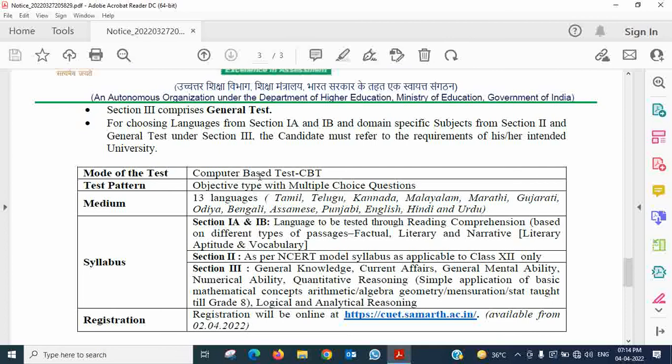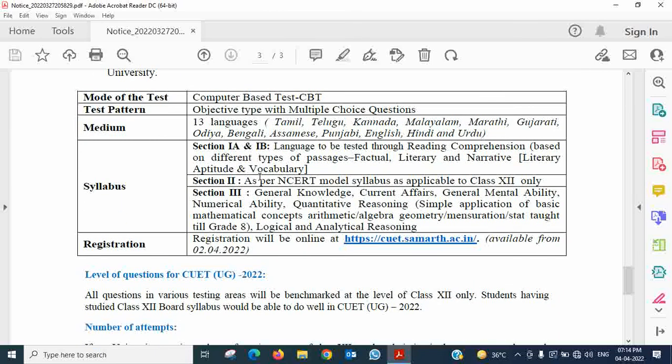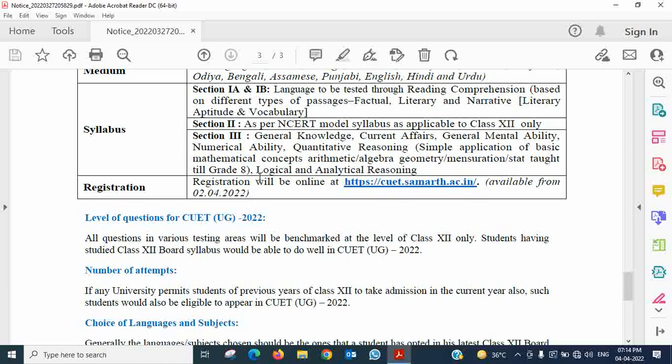Again, I am repeating, it will be a computer-based test with multiple choice questions. You have to select one language for the medium of instruction for section 1A, section 1B, section 2, and section 3.